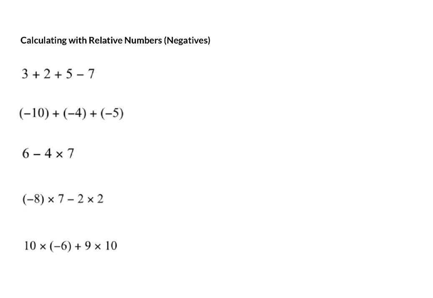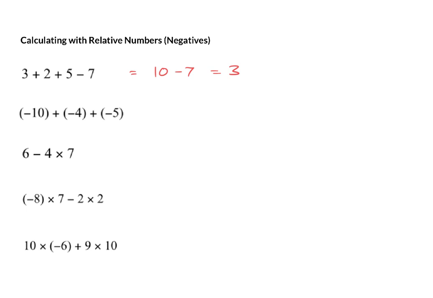The first one then, we have 3 plus 2 plus 5 minus 7. So the easiest way of doing this one is just to start from the left. I can do 3 plus 2 is 5, plus 5 is 10. So I have 10, and then minus 7, and 10 minus 7 is equal to 3.